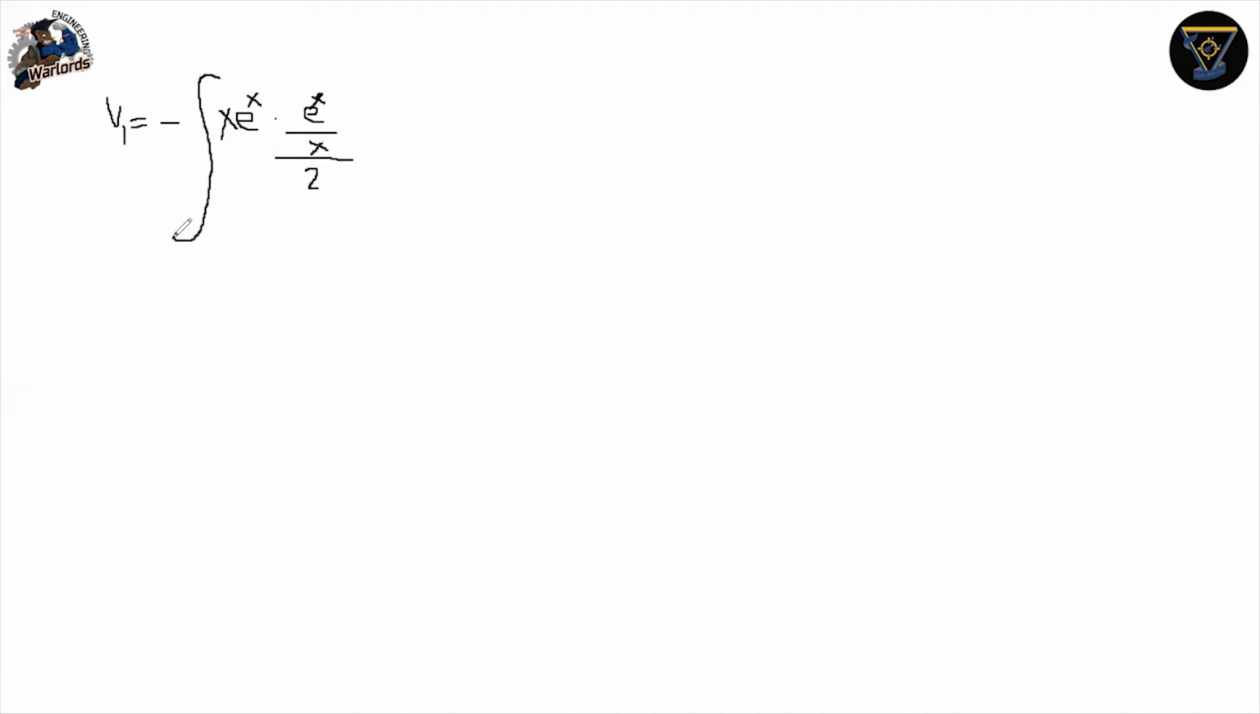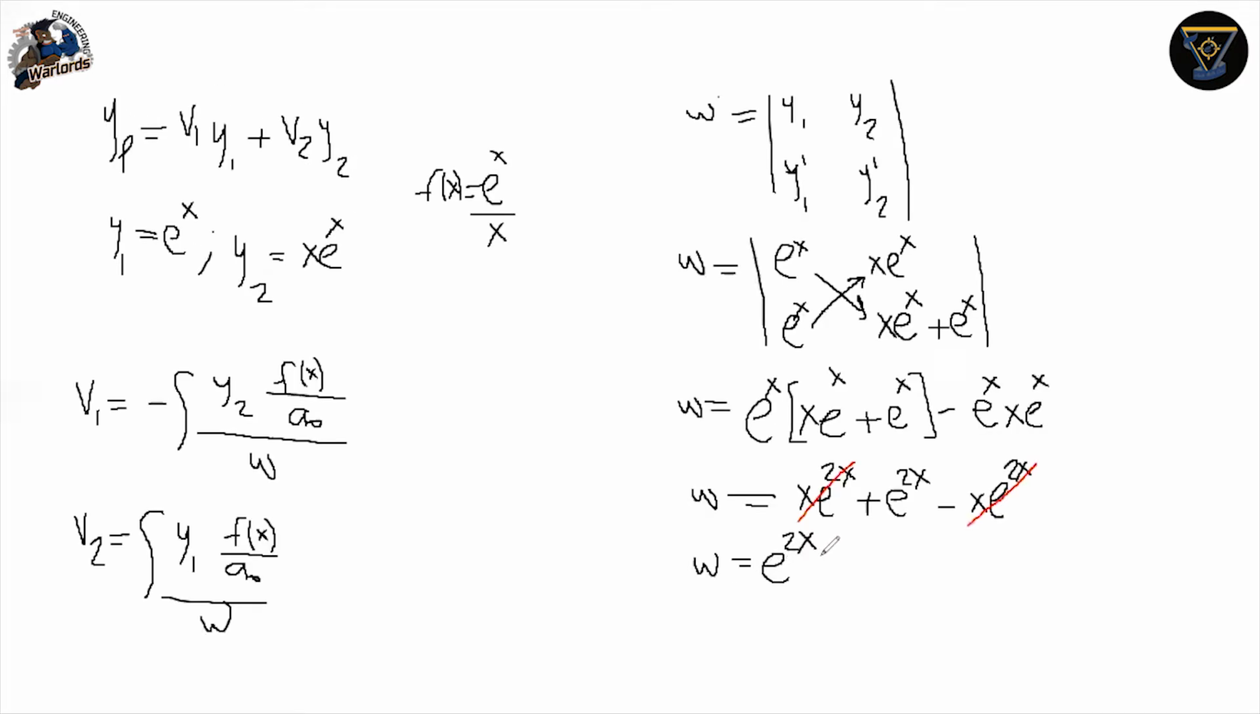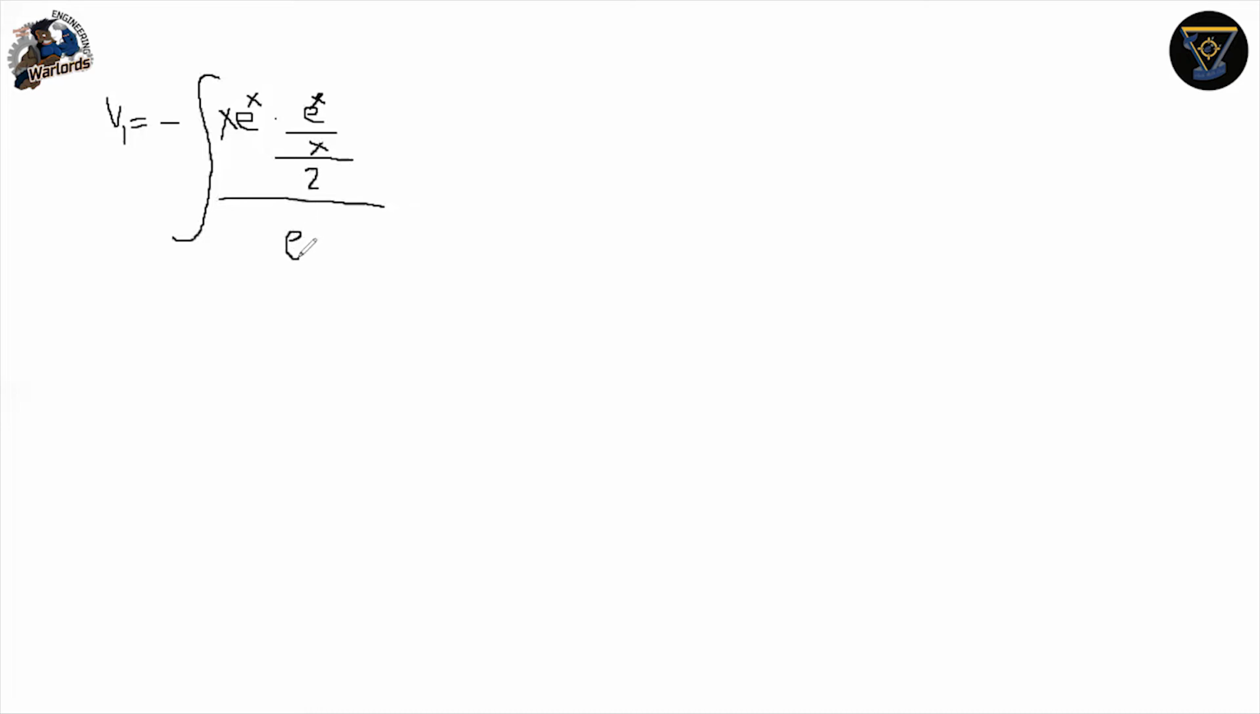Bigger integral sign. And then we're going to divide it by the Wronskian value. The Wronskian value is e to the 2x because the Wronskian value is here. So it's e to the 2x. And we're going to differentiate with respect to dx, right? So all we need to do now is just to simplify. So V1 now is equals to, what can we simplify now?